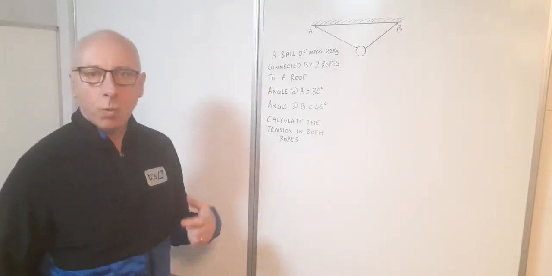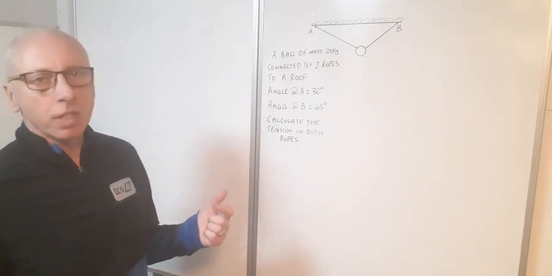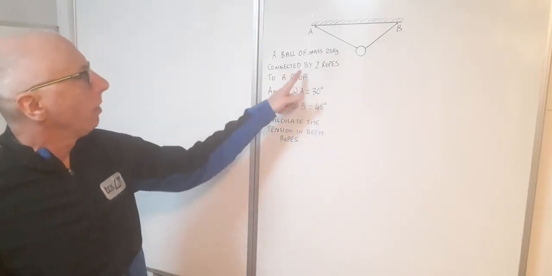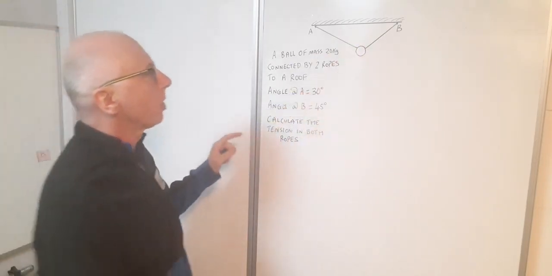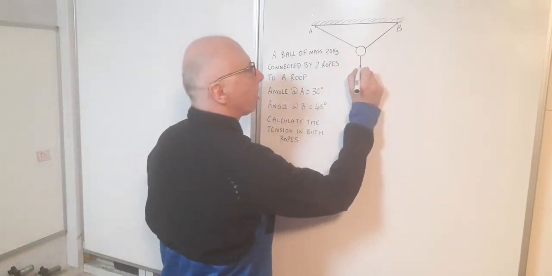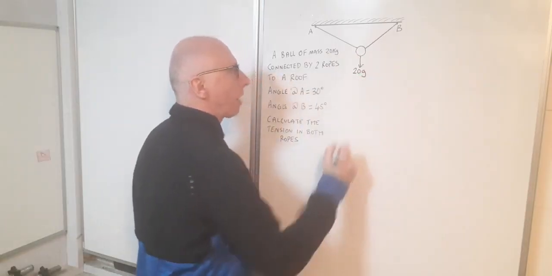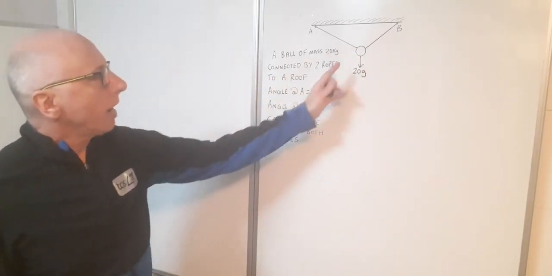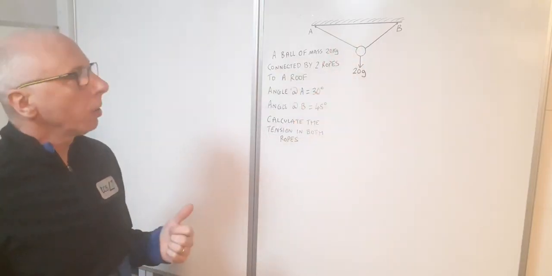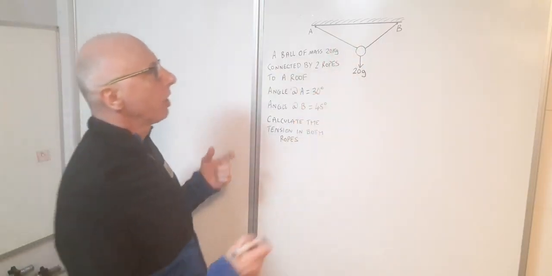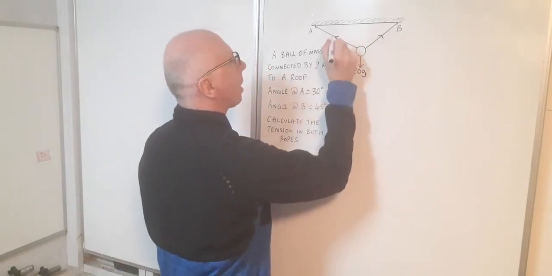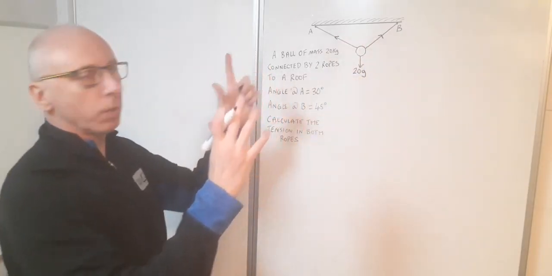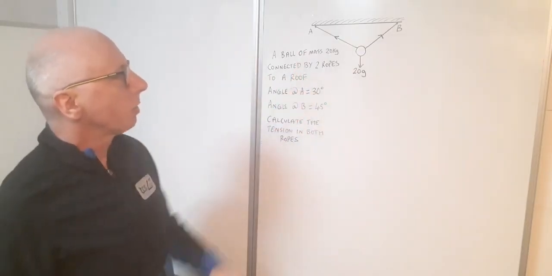So first of all, where's the tension and what direction is it going in? Well, the ball of mass 20 kilos is hanged by two ropes. This force will come down as 20 times the force of gravity. So as the force is coming down, there must be an equal and opposite reaction, which will come from the tension in the ropes. So that'll be going in the opposite direction. So they'll be going in the upwards direction, but at different angles.